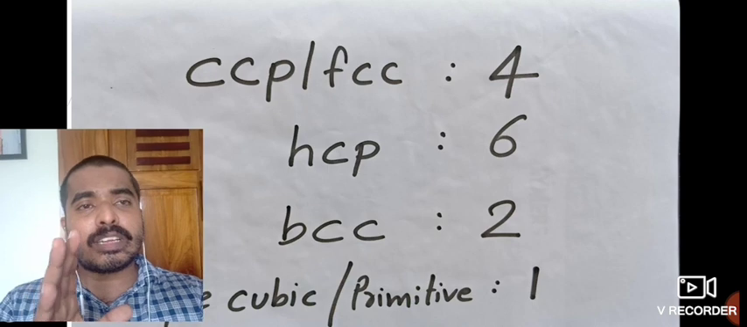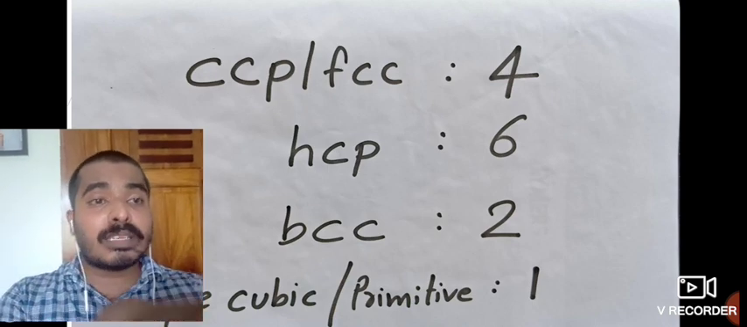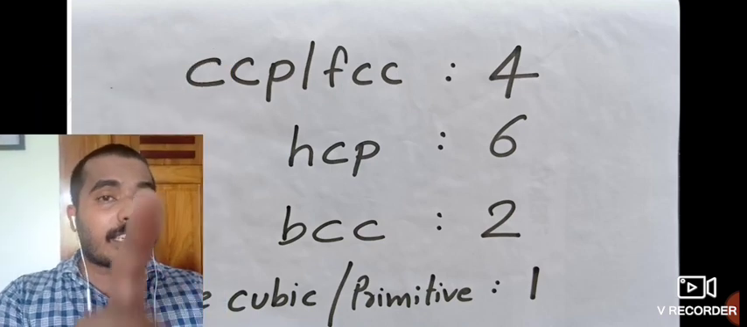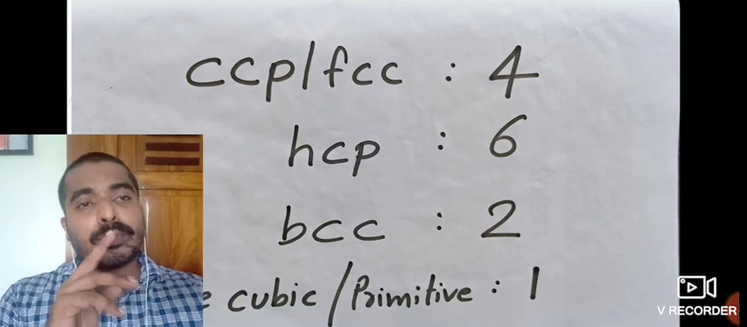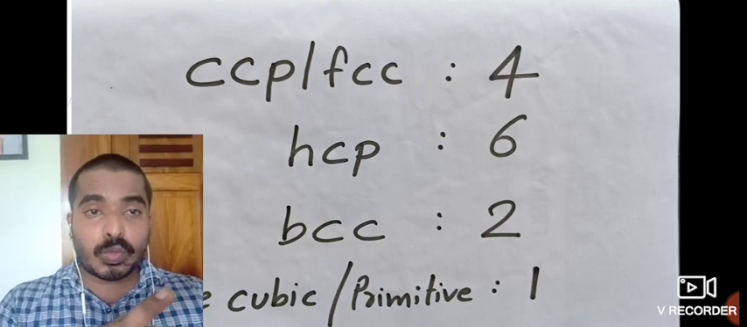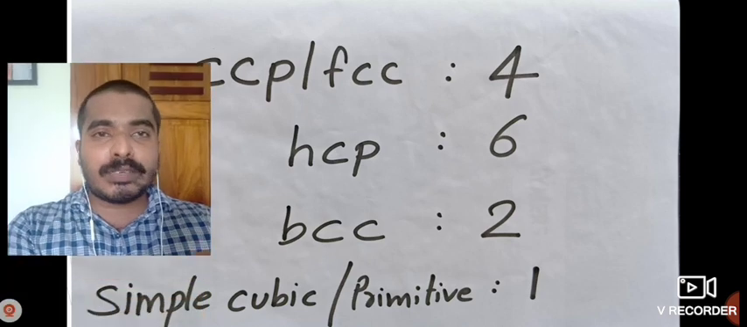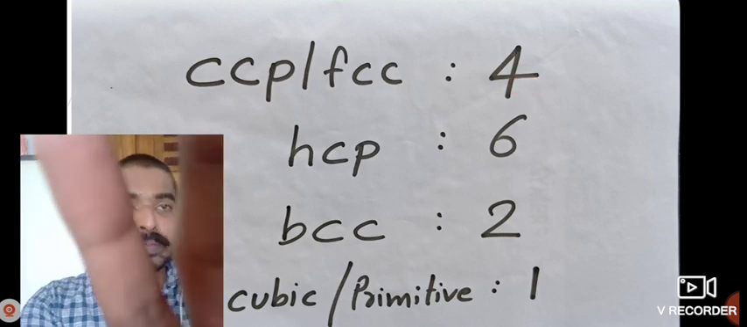CCP, FCC, effective number of particle means 4. HCP it is 6, BCC 2, simple cubic or primitive 1. This data you should have. It's a very important thing. CCP or FCC effective number of particle is 4. HCP it is 6, BCC it is 2. And simple cubic or primitive it is 1. Now here we need the value of CCP or FCC, that is 4.